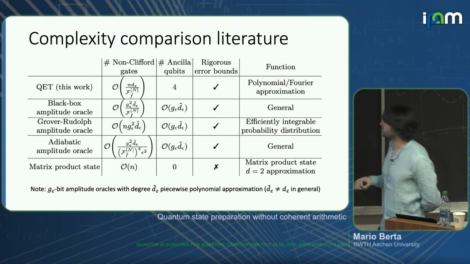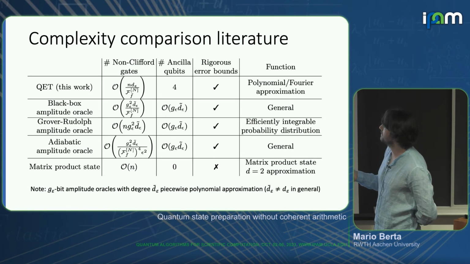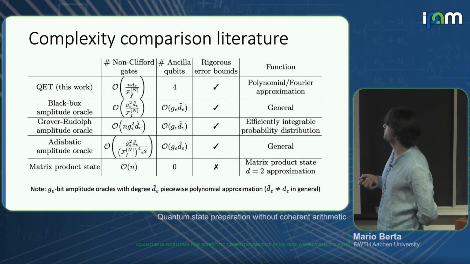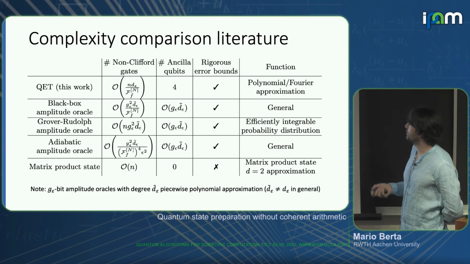So here is a quick table. Sorry, let me just guide you through it. This is our work here. This is the scaling you saw, basically, ancilla qubit, rigorous bounds. We need these polynomial approximations. It also works in a Fourier type of picture. So these are some of the other approaches I mentioned.